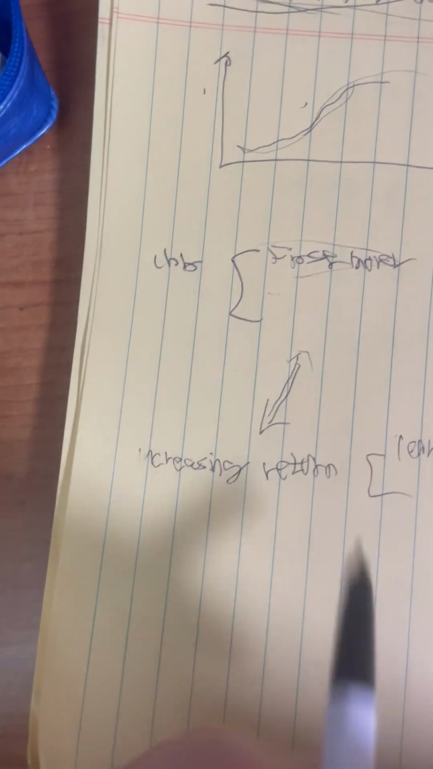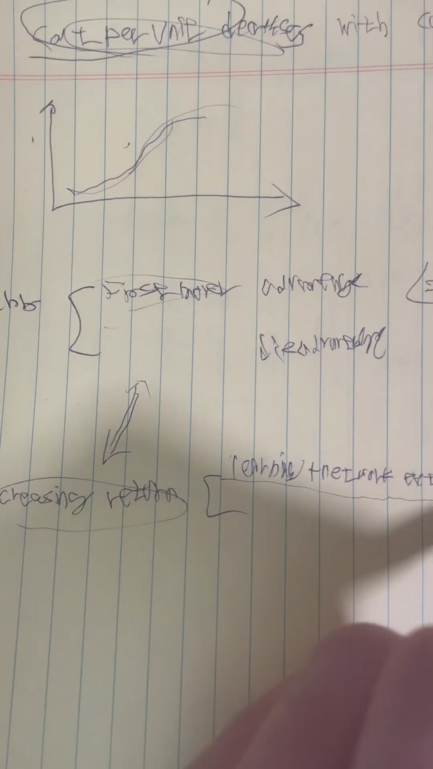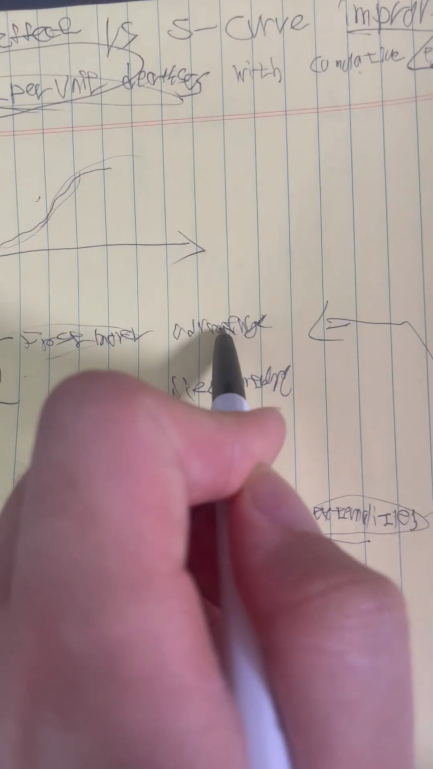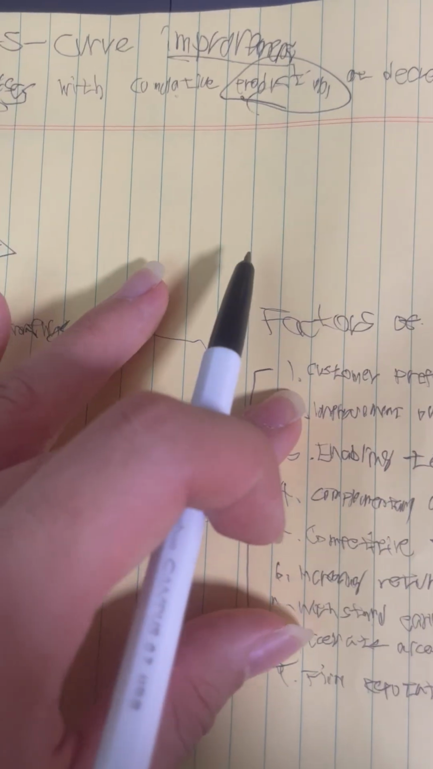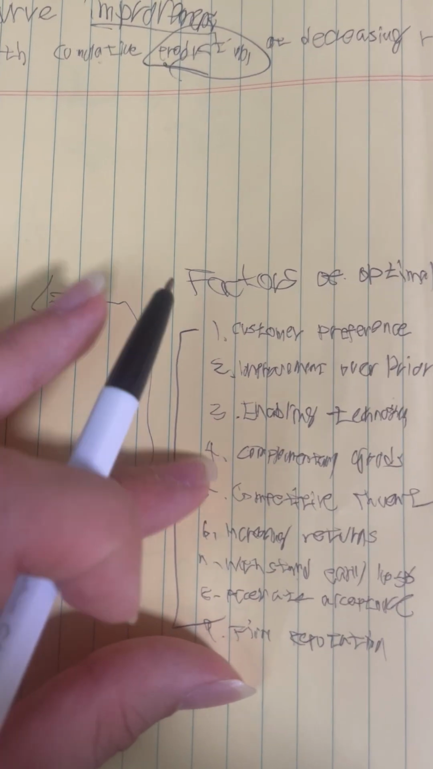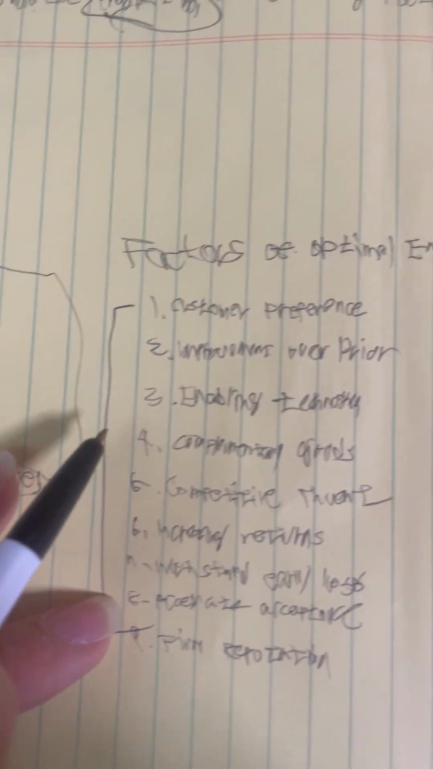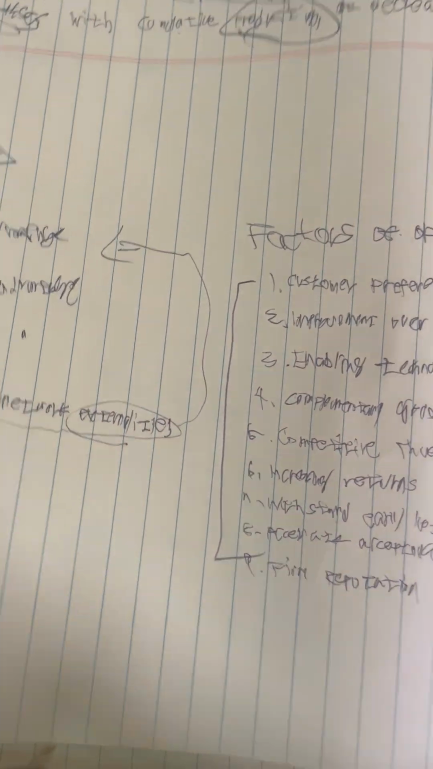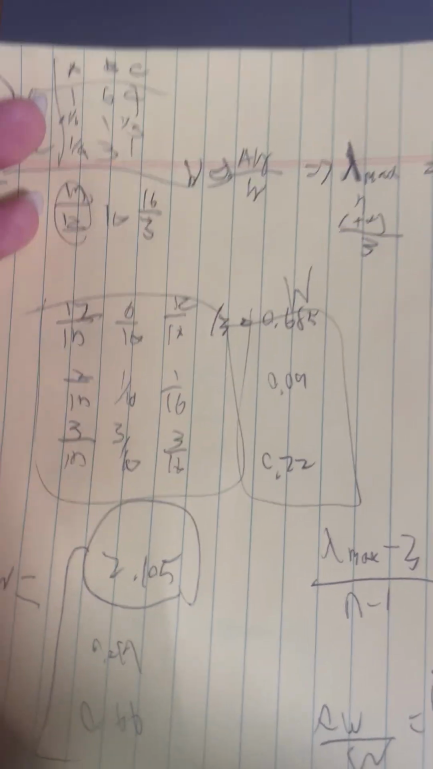And chapter 5 tells about first mover advantage and disadvantage. It could be connected with increasing returns, which is learning and network externalities, and these are advantages for the fast mover, but also disadvantages, and factors of optimal entry timing. There's customer preference and investment over prior enabling technologies, complementary goods, competitive events, increasing returns, and acceptance and so on.